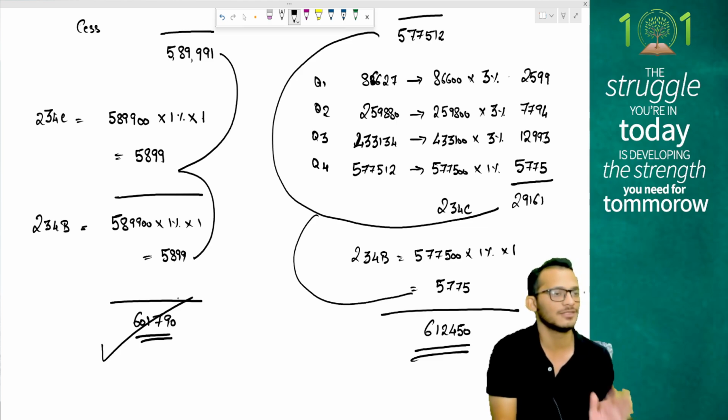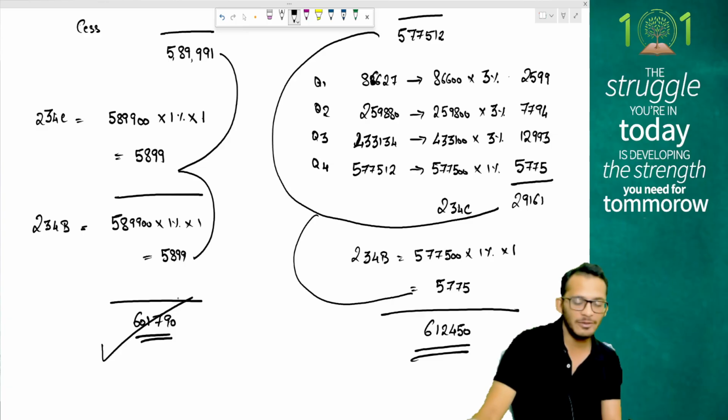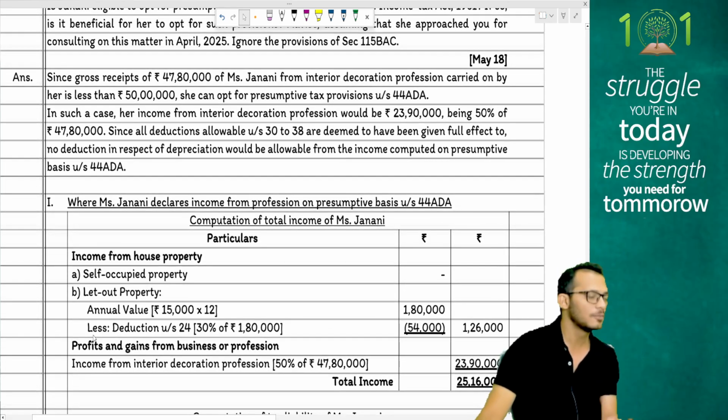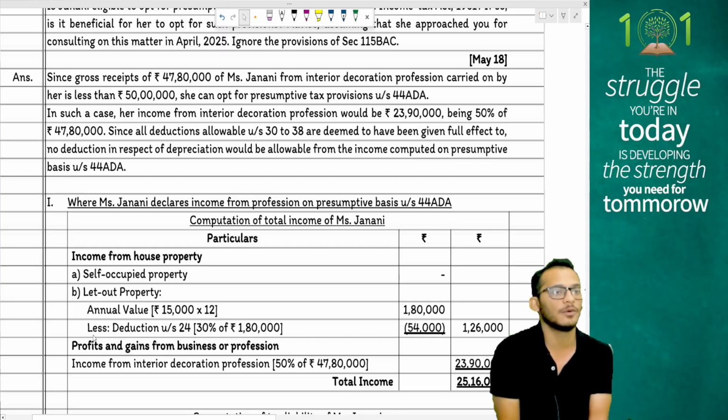One very beautiful question which ICAI had given in November 2018 has never been tested after that, people, because we generally don't get tested on individual questions. But this was not a question from total income perspective. This is a question more from a chapter called tax planning, tax avoidance and tax evasion.